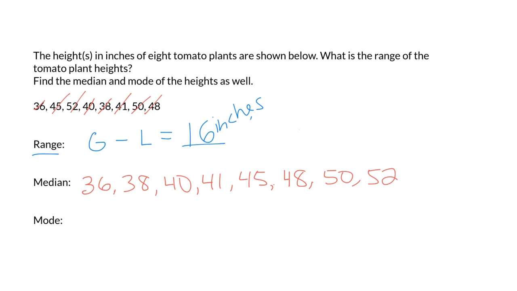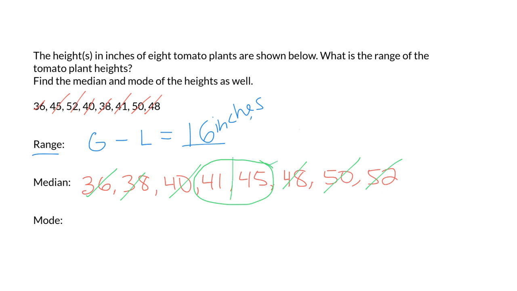Now, in order for us to find our middle value, we're going to cross out one from the least side, one from the greatest side, and alternate that until we find our middle value. I noticed right away that when we have 8 tomato plants and their heights shown, that means we have an even number. We aren't going to have a single middle value. So we're not going to say 41 and 45 are our median. We're going to think about what comes directly in the middle of these two numbers.